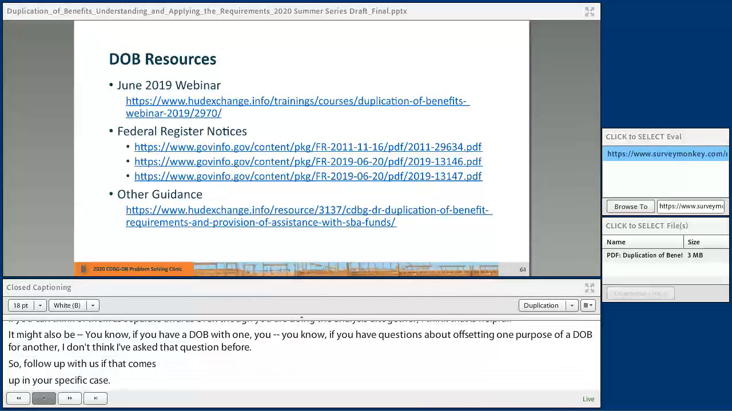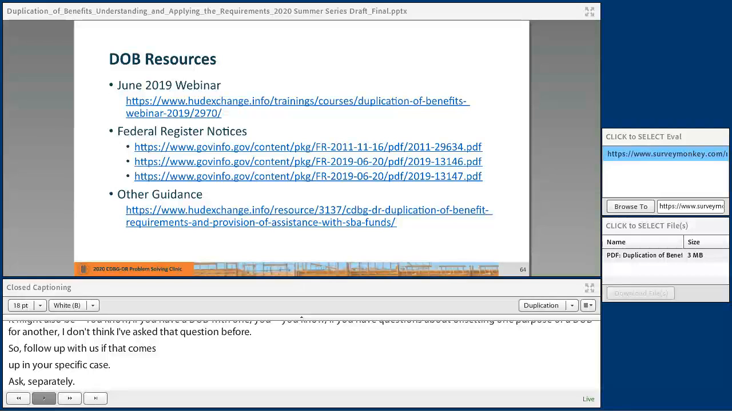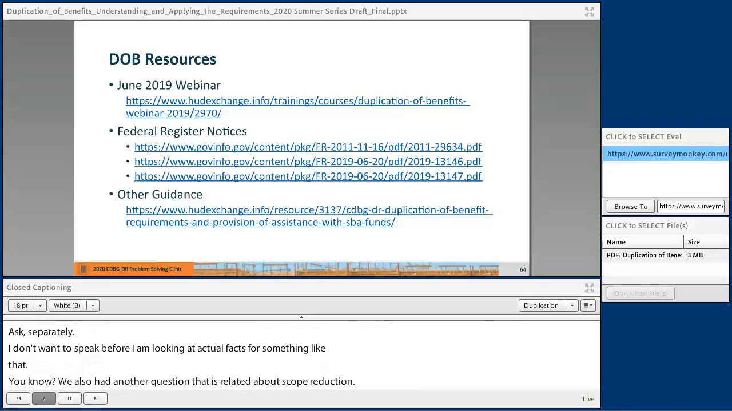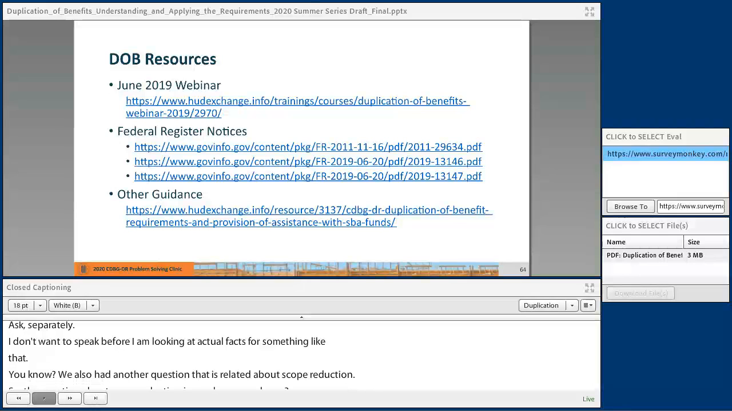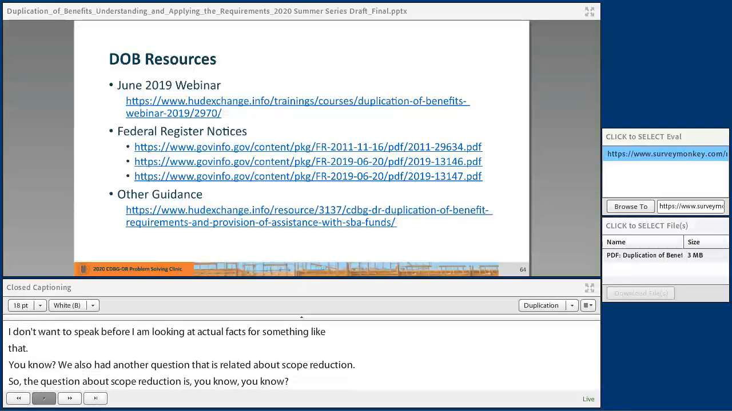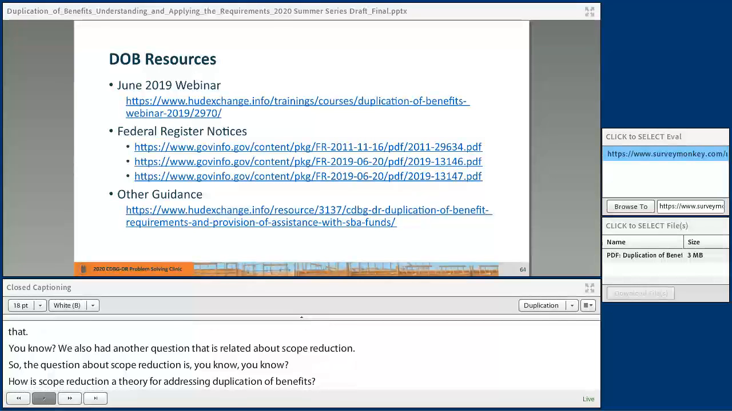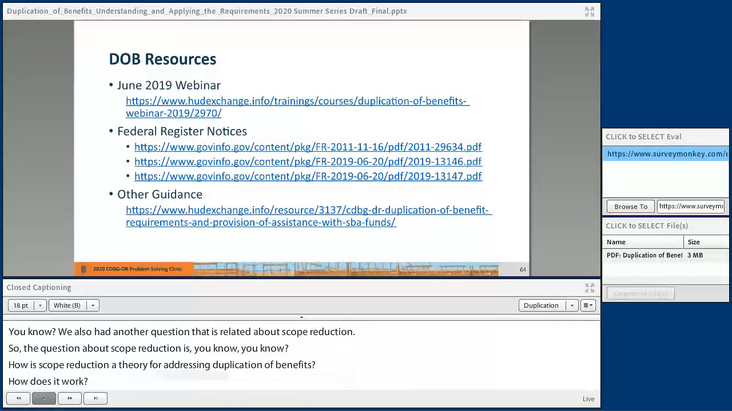We also had another question that's related about scope reduction. And so the question about scope reduction is, how is scope reduction a theory for addressing duplication of benefits? How does it work? And the basic premise is you are providing assistance that is the same type of assistance. Everyone in your program that comes into your program is eligible for the same basic assistance.